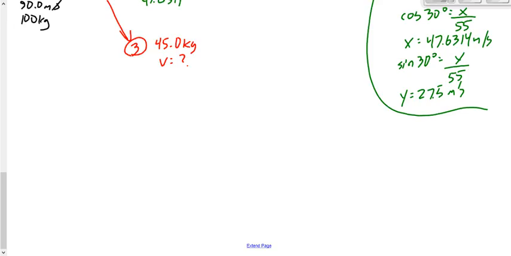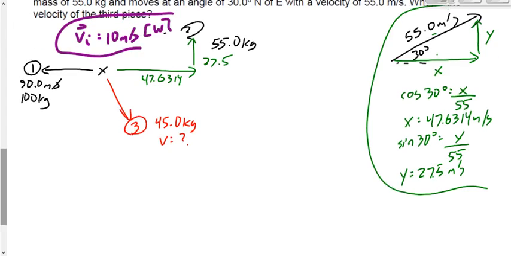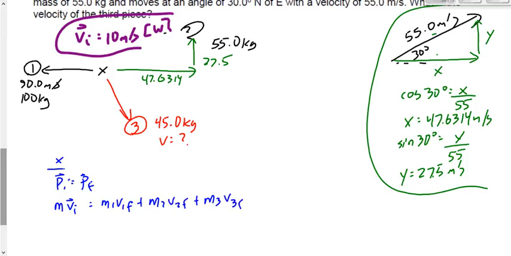All right, let's go X and Y here. Let's say PI equals PF. Now, normally in an explosion, the initial momentum will be what? Zero. This time it's not because the bomb is moving. So we're going to say the initial momentum is MVI, the total mass times VI, equals M1V1F plus M2V2F plus M3V3F, all three objects here.